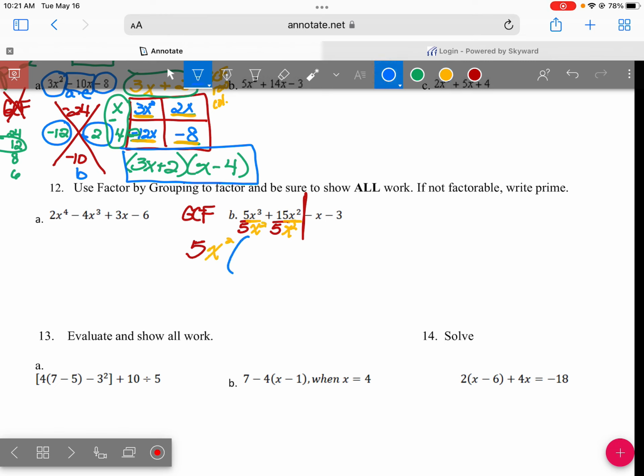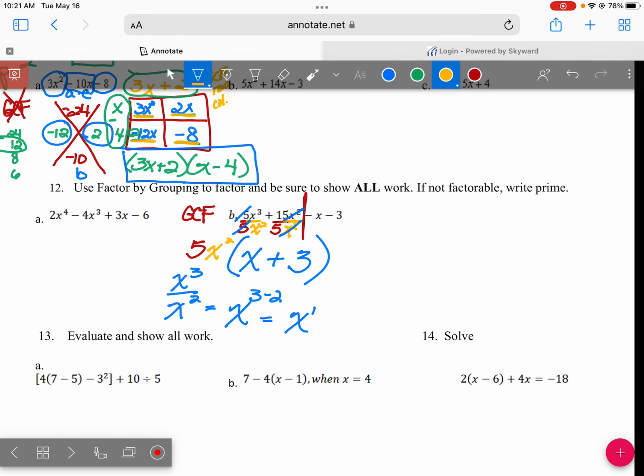So when I do that, 5 divided by 5 cancels out. X to the third divided by x to the second. When you have powers that have the same base, you keep the base, and when you're dividing, you subtract the exponents. So that becomes x to the first or just x. Plus 15 divided by 5 is 3, and x squared divided by x squared simplifies out. That's just the first two terms, right, Jalen? Stay with me. All right, we got negative x minus 3.